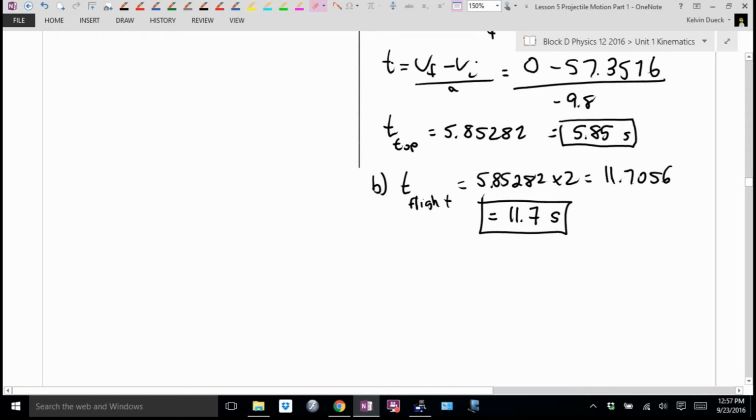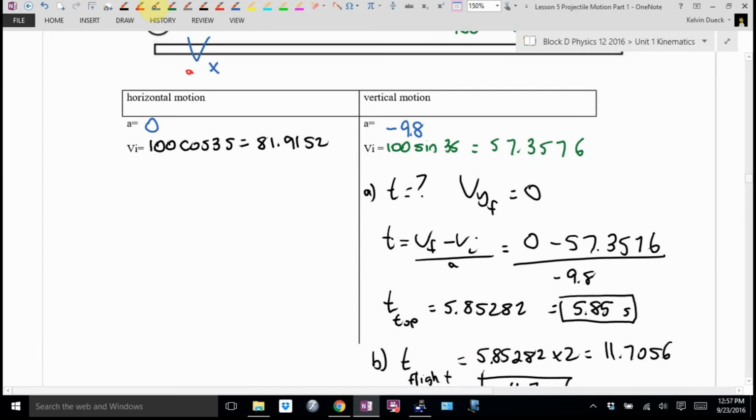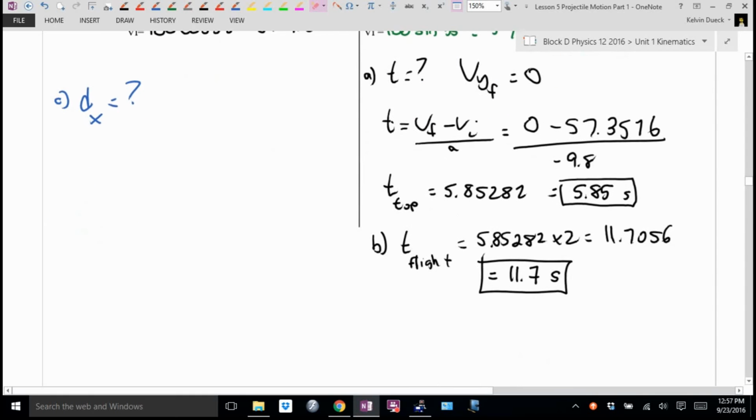Good. Stephen, what's part C want me to find? Range. That's horizontal. So I'll do that over here. C. My abbreviation for range is dx. Wait a minute, Mr. Duick, you can't because you only know two things, and you said you need three things. I only know two things. Or do I? Oh! I know total time of flight.